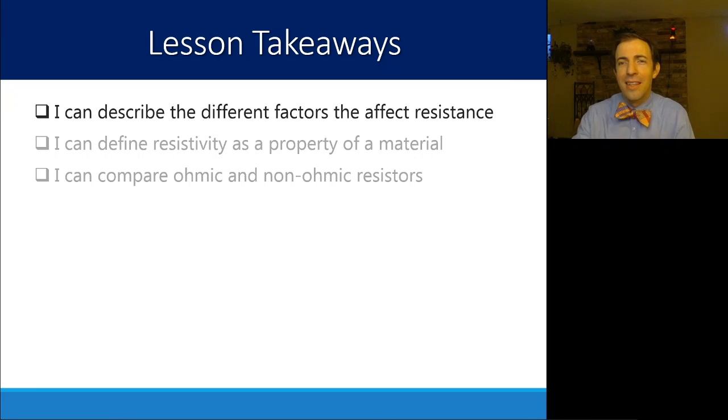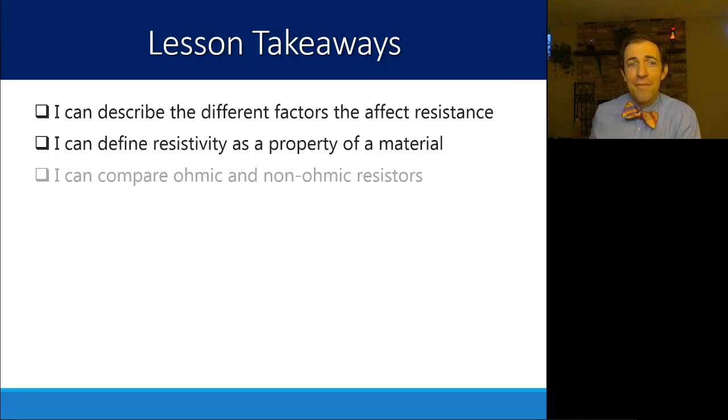So from this lesson, you should be able to describe the different factors that affect resistance, that resistivity equation, like length, area, and resistivity of the material. I can define the resistivity as a property of that material and talk about, is a high resistivity a better conductor or a worse conductor? And then compare ohmic versus non-ohmic resistors. Which one is linear and why does that matter for us in the long run?